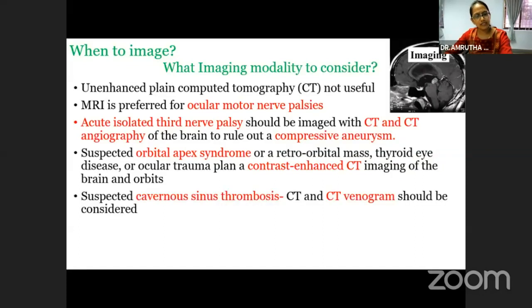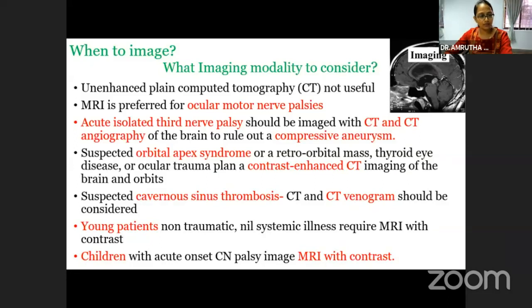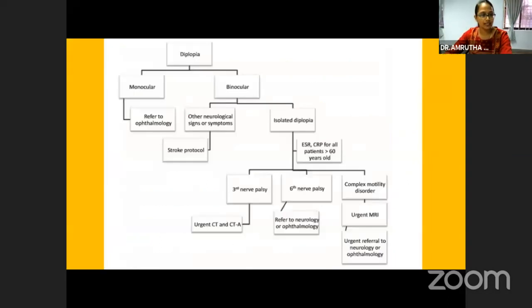When you're suspecting cavernous sinus thrombosis, preferable is to do a CT and a CT venogram. Young patients, non-traumatic, nil systemic illness, when they present with double vision, and you're suspecting much beyond monocranial nerve palsies, go in for an MRI with contrast. Children with bilateral presentations of cranial nerve palsies, acute or recurrent, whenever suspicious symptoms and neurological pictures are there, go in for an MRI with contrast, do not delay.